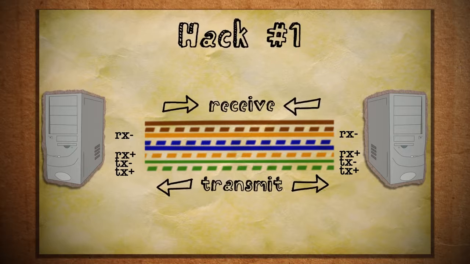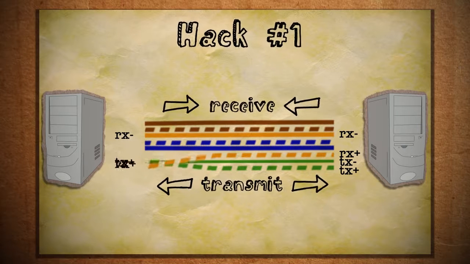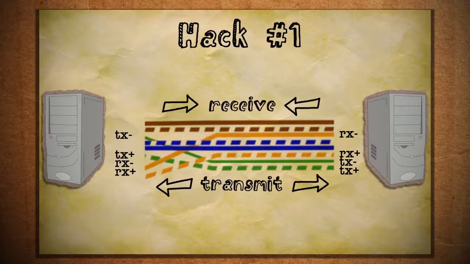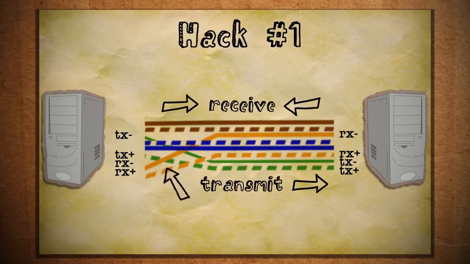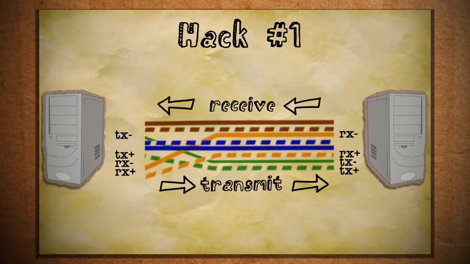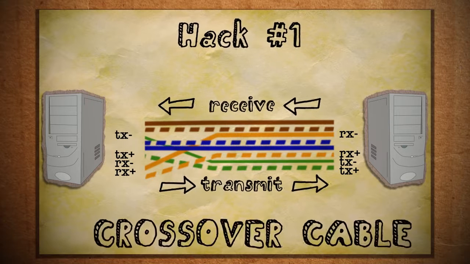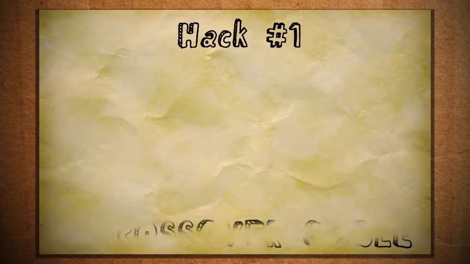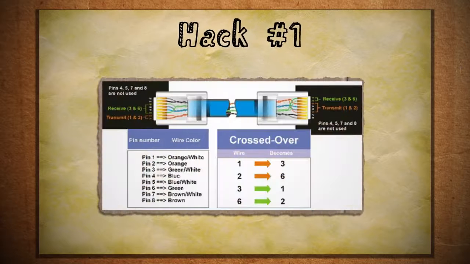But what if on one end of the cable you swap the transmitting and receiving wires? This would allow one computer to send data while the other one would be able to receive it. This type of cable is known as a crossover cable, and it's often used in IT environments whenever you're wanting to communicate with another computer without using a router, a switch, or the internet.